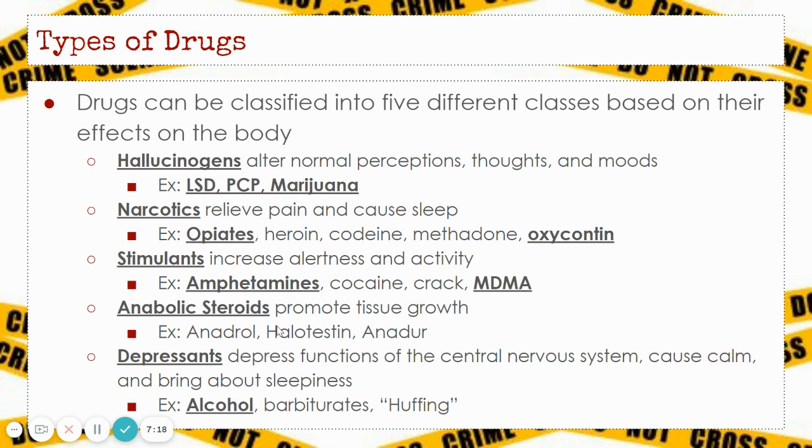Then we have anabolic steroids. Anabolic steroids are those illegal type of steroids that are very harmful. They promote rapid tissue growth. So examples of these would be Anadrol, Halotestin, and Anador. And then there are depressants. Depressants depress functions of the central nervous system. They cause the person to be calm and bring about sleepiness. These are kind of like the downers. So examples of those would be alcohol, barbiturates, and anything that we would think about as like huffing. So like glue, spray paint, things like that.